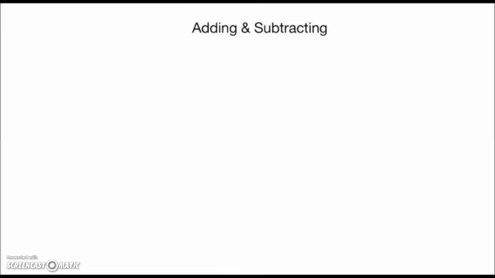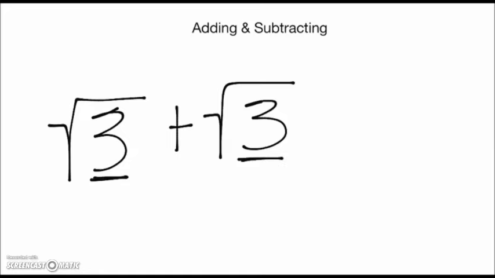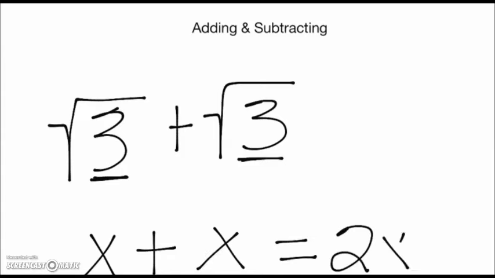So let's take a look at some that we can do, and let's talk about how that works. For instance, I can do the square root of 3 plus the square root of 3, because notice here our radicands are the same. When I add these, I'm going to have 2 of the same thing. And this is very similar to adding together 2 x's, right? So when you learned in algebra to add x plus x, you have 2 x's.